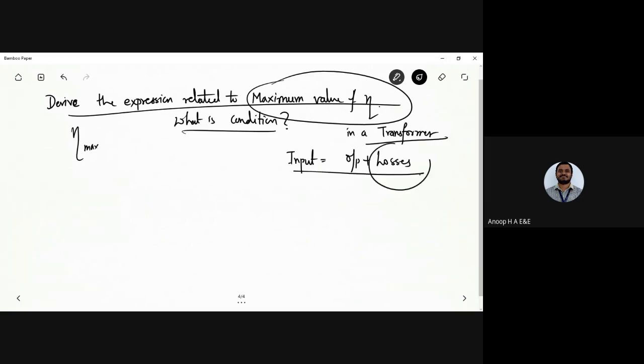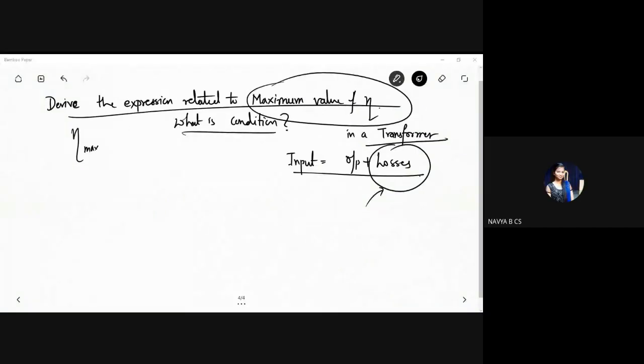Now, how do I carry out losses? What are the different losses in a transformer? Hysteresis losses, iron losses. Exactly right. So we have hysteresis losses and iron losses. In iron losses, we'll be having eddy current loss and hysteresis loss.